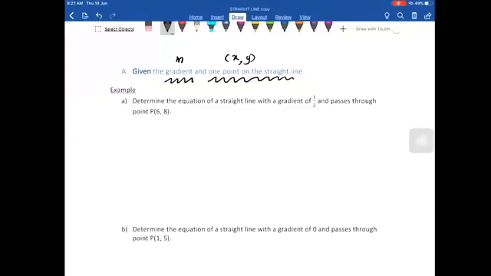Kita punya y equals to mx plus c. This is our equation. General equation. Belum masuk apa-apa nilai lagi. Jadi gradient diberi dah. This is my m. So first, saya masukkan nilai gradient. Y equals to 1 over 2x plus c. Okay, sebab gradient dah diberi. So, apa-apa pun dalam soalan, first thing you have to do adalah find your gradient.